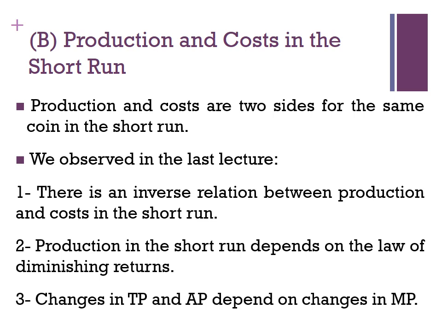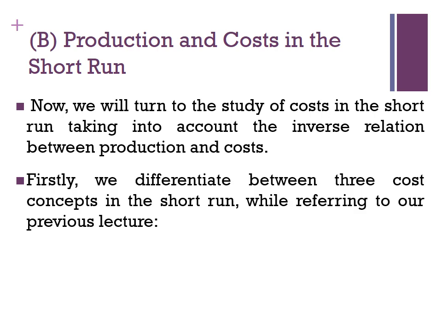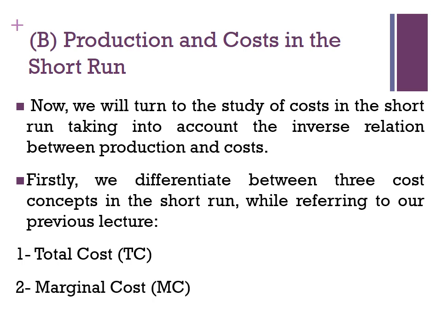Now, we are going to focus on cost and its relation to production, and how we can relate production to costs in the short run using the law of diminishing returns. Firstly, we should differentiate between three cost concepts in the short run. Referring to our previous lecture, number one, total cost, which is the sum of fixed and variable costs. Number two, marginal cost, which is the cost of the additional unit produced, or the last unit produced. Number three, average total cost, ATC, which is the total cost divided by the units produced.